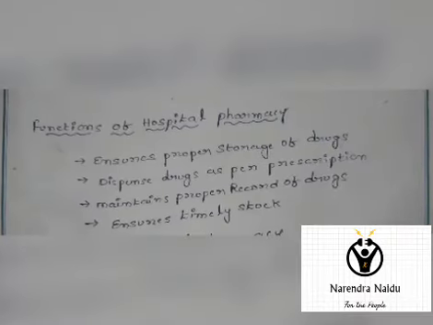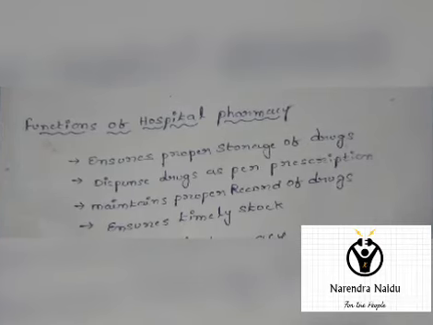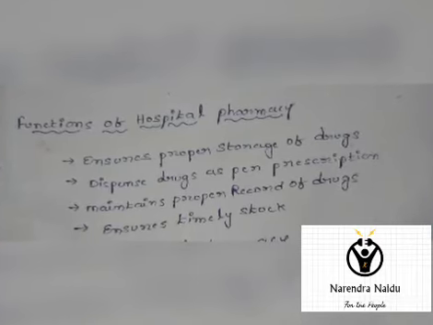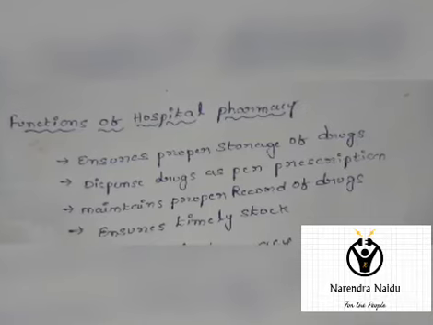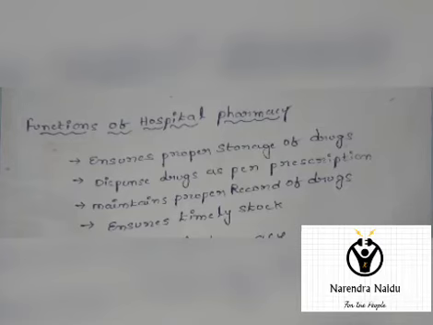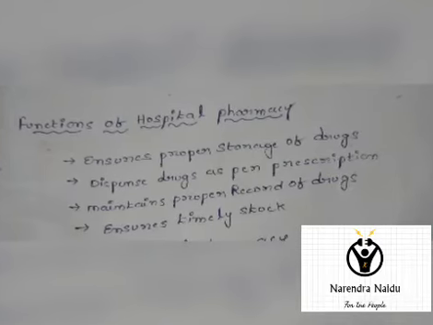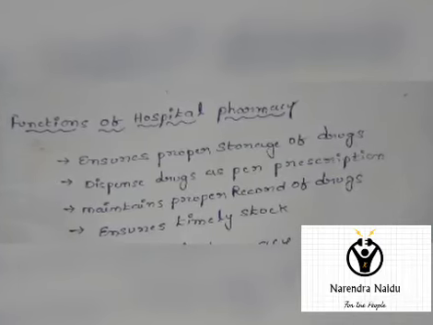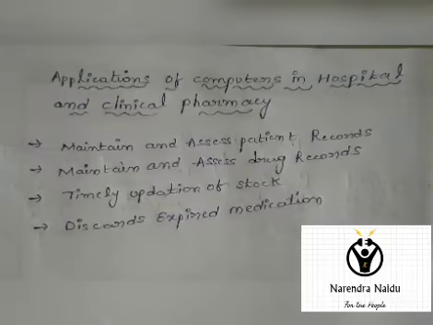Next, functions of hospital pharmacy. The hospital pharmacy ensures proper storage of drugs. They will store the drugs properly, dispense the drugs properly, and maintain proper records of the drugs. Every record of a drug is available, and they ensure timely stock. If stock is not available immediately, they will bring the stock.